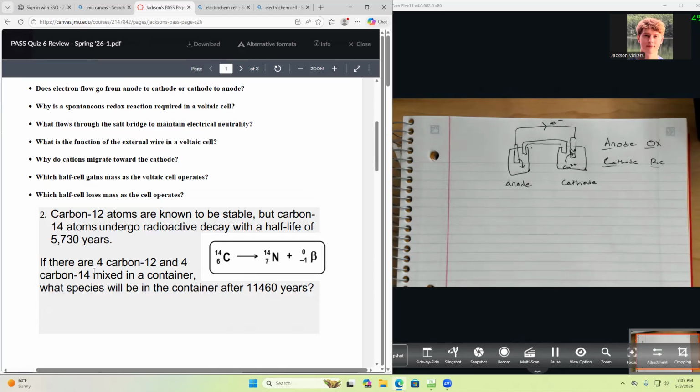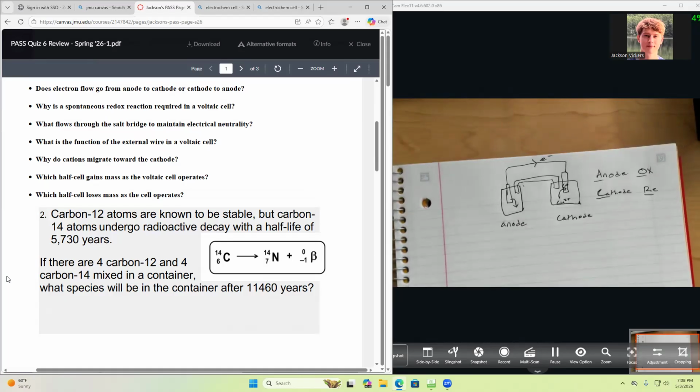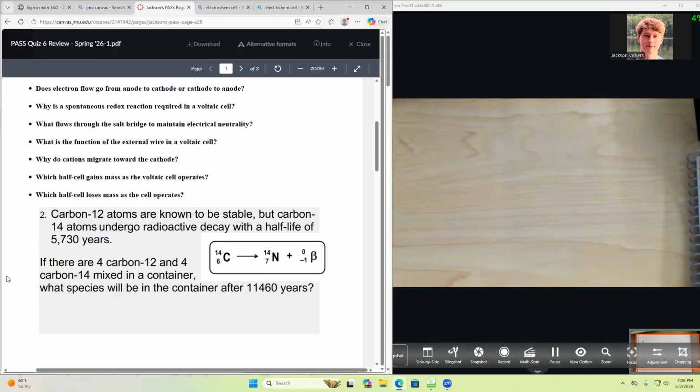But we have carbon-12 atoms. They're known to be stable, but carbon-14 atoms, again, that's an isotope, undergo radioactive decay with a half-life of 5,730 years. So the question is a little bit complicated, but it says if there are 4 carbon-12s and 4 carbon-14s mixed in a container, what species will be in the container after 11,460 years? So sit with this for a few minutes, see if you can figure out an answer. If you're a bit confused by it, don't worry, I'll go over it up here, but try to come up with an answer for this one.